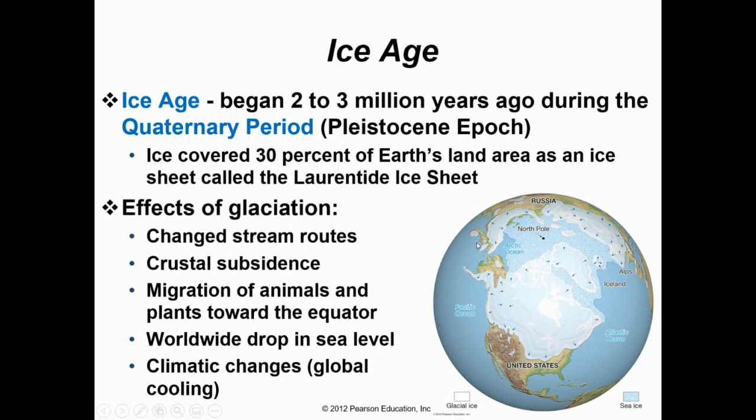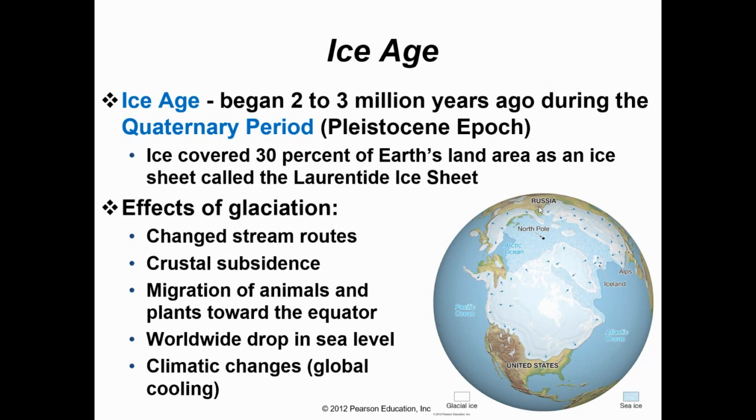So you can see that this ice sheet at its maximum extent covered about 30% of Earth's landmass. Okay, so very large in extent. Also included most of Europe and a good chunk of Asia as well. Okay, so what were some of the effects of this glaciation?